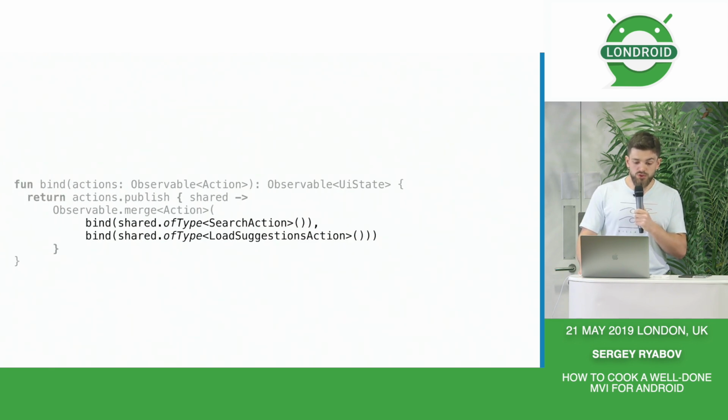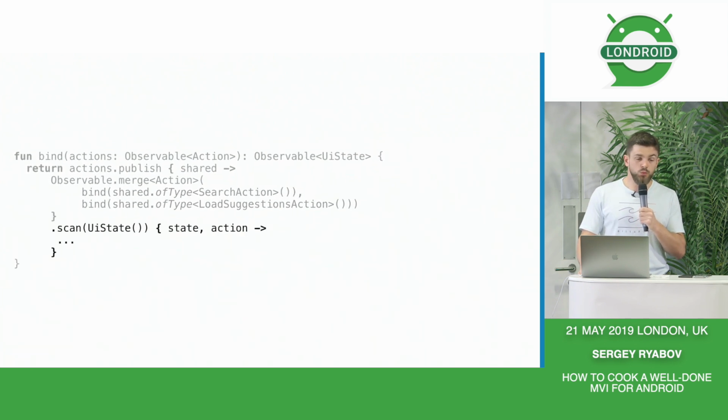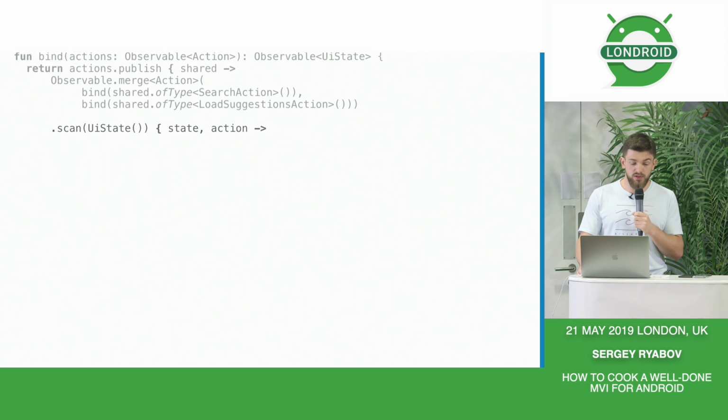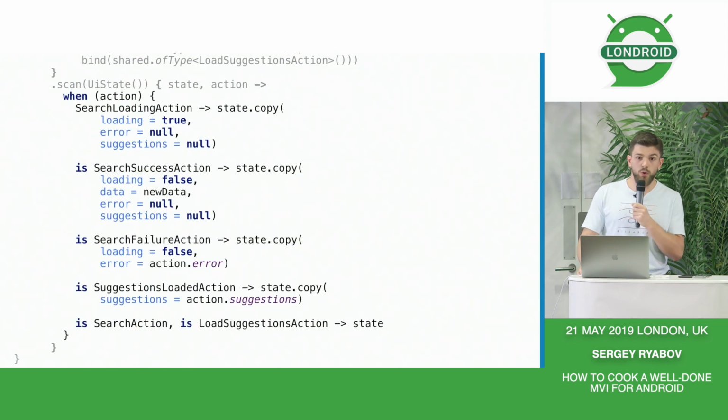So then we just merge this, and we need to somehow represent this in terms of UI state. What will be rendered on the screen? For this, we will use the scan operator. That's basically a fold or reduce in terms of functional operators. And here we will do something like that, a big when operator.